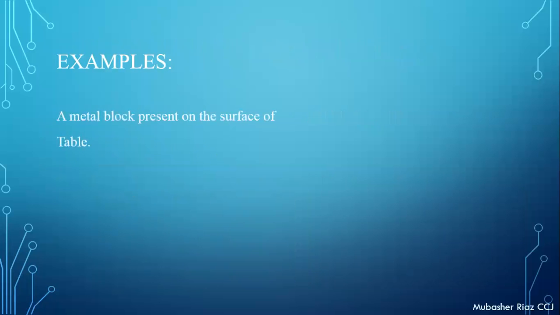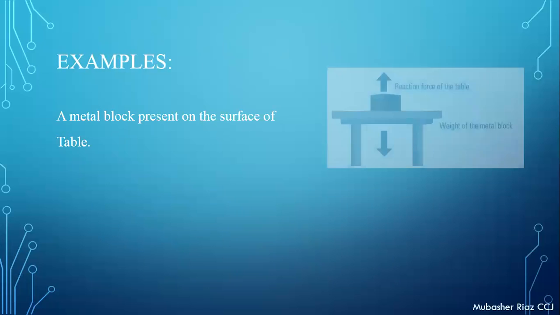For example, a metal block present on the surface of a table. In this example, there are two forces, the normal reaction force and the weight of the object. Since they are equal in magnitude but opposite in direction, they cancel out each other's effect, and this block remains at rest. So these forces are called balanced forces.